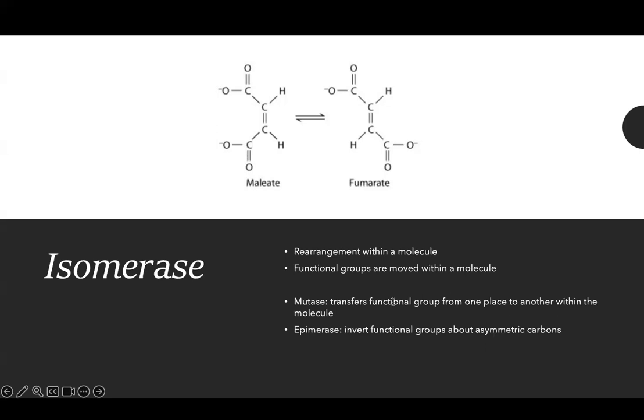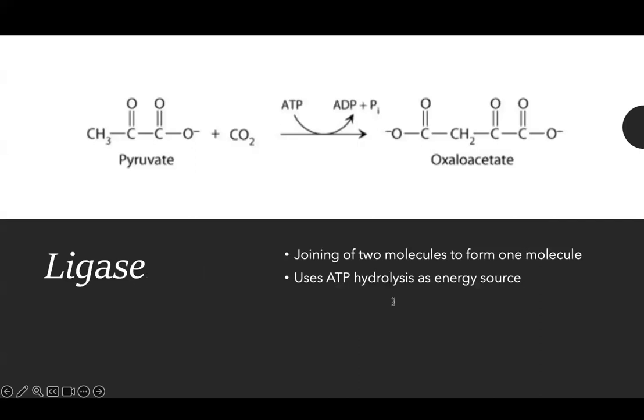So if you remember this from the carbohydrate section, which we'll get to a little bit later in this review, we have chiral carbons, and functional groups can be on one side or the other, and an epimerase would transfer those functional groups or invert them from one side to the other.